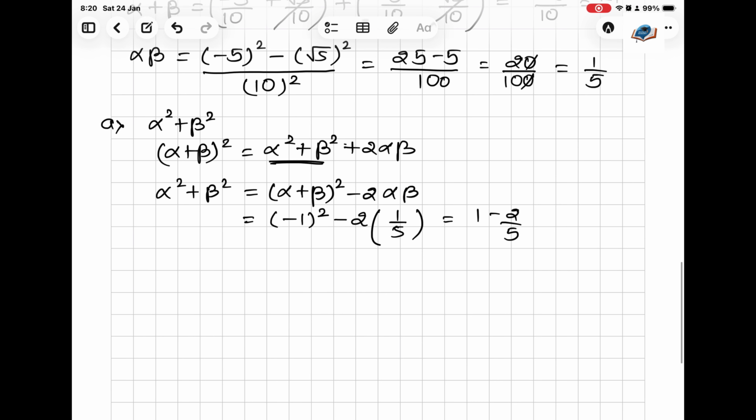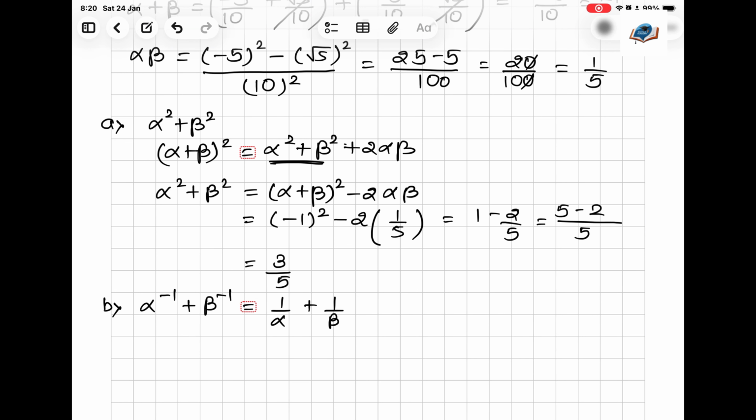If I solve it, do the LCM, 5 minus 2. So this will give me 3 upon 5. And B1 says alpha raised to minus 1 plus beta raised to minus 1. That will be 1 upon alpha plus 1 upon beta. So, if I do the LCM, alpha beta, plus alpha in the numerator, so again minus 1 upon 1 by 5. So that will be minus 5.